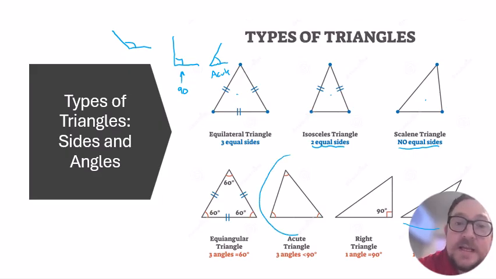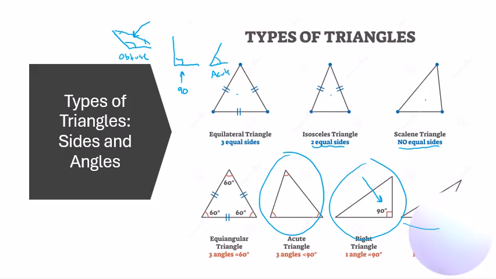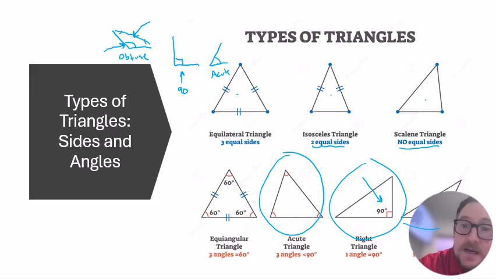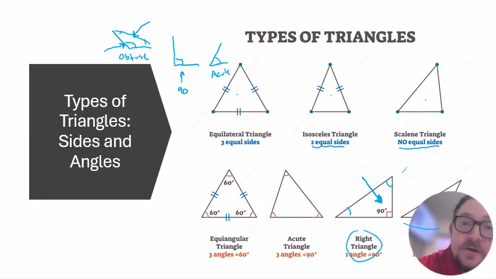Acute, all of them are less than 90 degrees. A right triangle, where exactly one angle is 90 degrees. And then we have an obtuse triangle, where exactly one angle is bigger than 90 degrees. All the other angles are going to be acute, but if just one of them is bigger than 90 degrees, it's obtuse. For a right triangle, the other two angles are going to be acute, but if just one of the angles is 90 degrees, it's a right triangle. And for an acute triangle, every angle is less than 90 degrees.